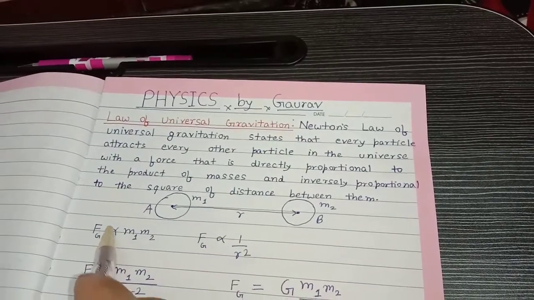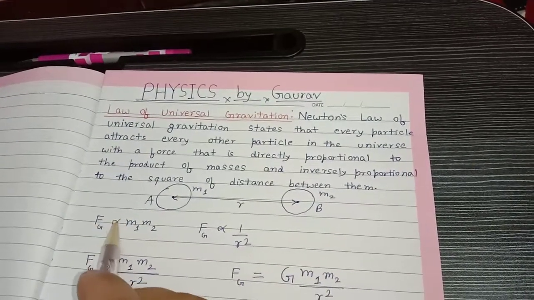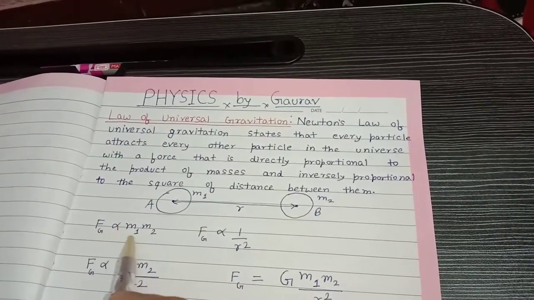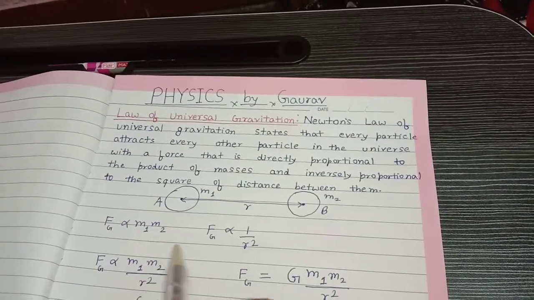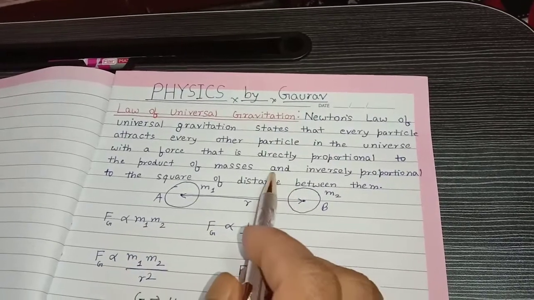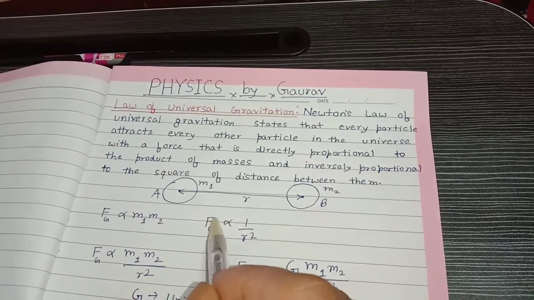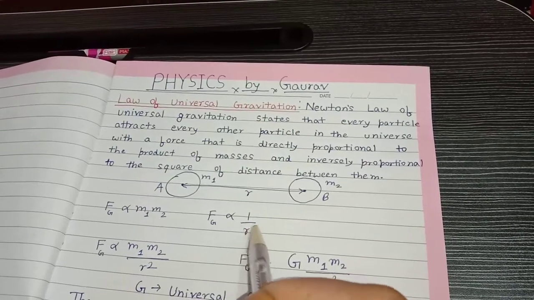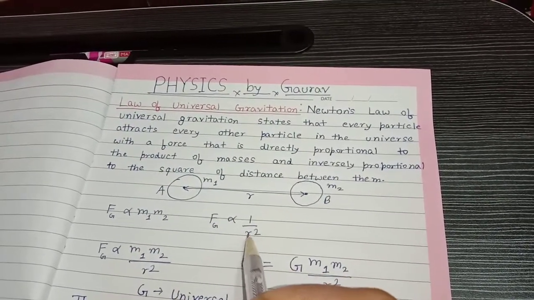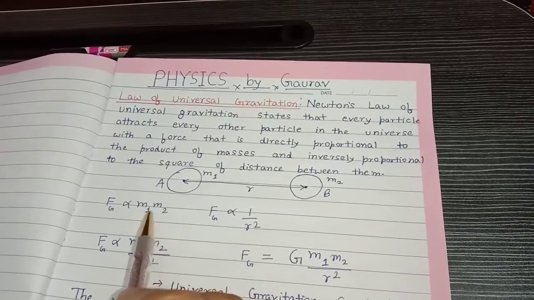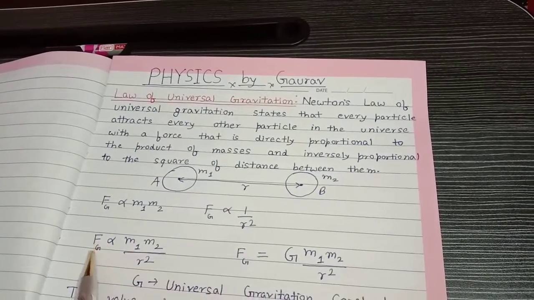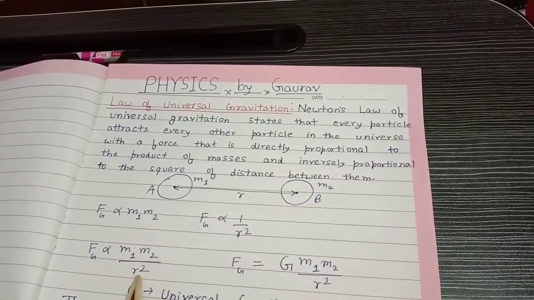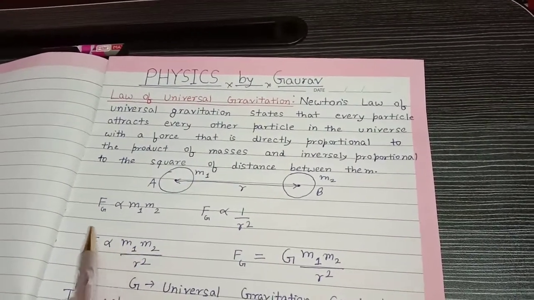Now according to the law of universal gravitation, the force of gravitation, which is denoted by Fg, is directly proportional to the product of masses. So Fg is directly proportional to m1 into m2. According to the same definition, Fg is inversely proportional to the square of the distance between them. That means Fg is inversely proportional to r square. If we combine these two, we get that the force of gravitation is proportional to m1 m2 by r square.